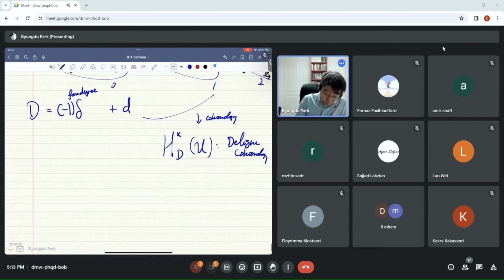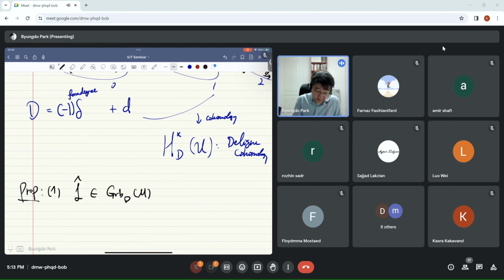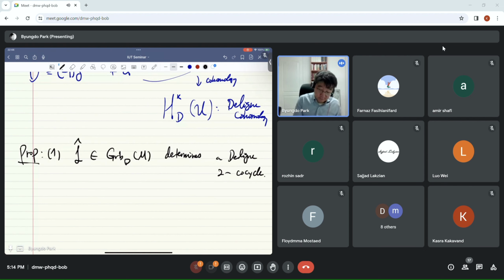Then why am I going into this cohomology? First proposition is that if you have L hat, which is a gerbe with connection on M, it determines a 2 cocycle. So if you have a gerbe with connection, then it defines the cocycle. How?